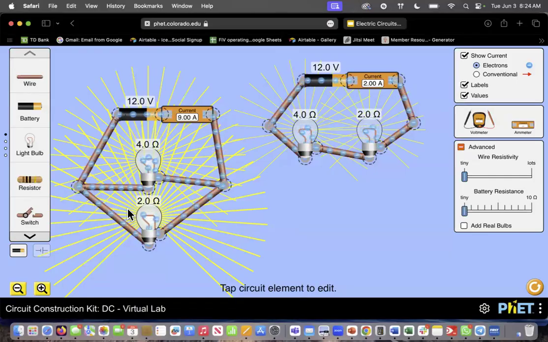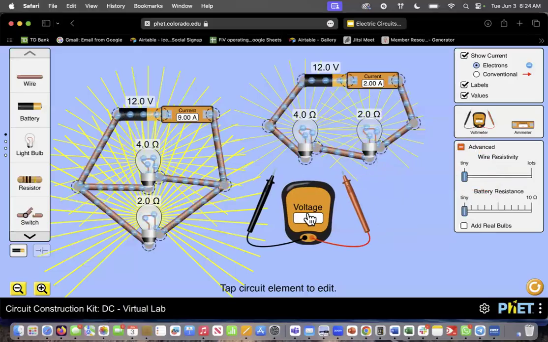So 12 volts divided by 2 ohms gives me 6 amps. And here, 12 volts divided by 4 ohms only gives me 3 amps. That's why this is the brighter light bulb, and the total amount of current is 9. Now here, the diagram on the right shows a single pathway, and both bulbs are much less bright. If we trace this down through, once again, we can use the voltmeter and see what's happening.